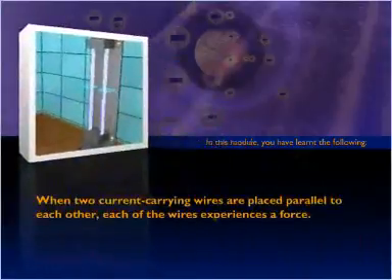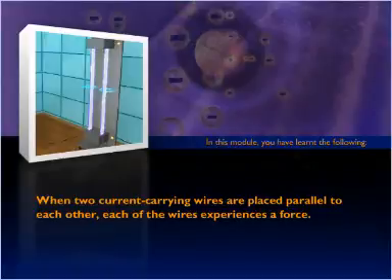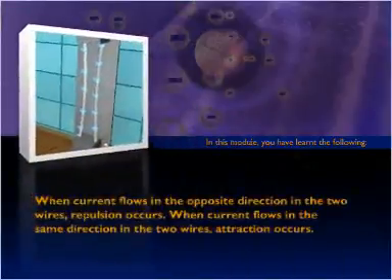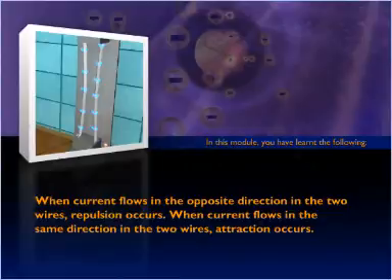When two current-carrying wires are placed parallel to each other, each of the wires experiences a force. When current flows in the opposite direction in the two wires, repulsion occurs. When current flows in the same direction in the two wires, attraction occurs.